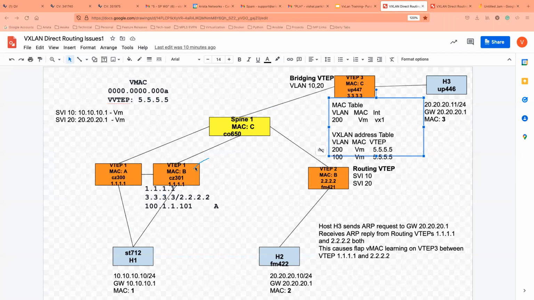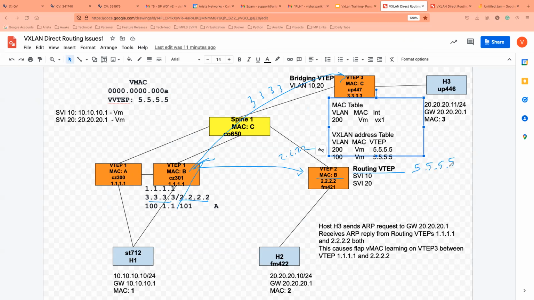Okay, let's say yes, you are right. Let's say this ARP request is forwarded to 222 and 333. The outer destination IP will be 333 or 222. And our rule says that if an ARP request is received by a routing VTEP, it will only reply if the outer destination IP is 555.